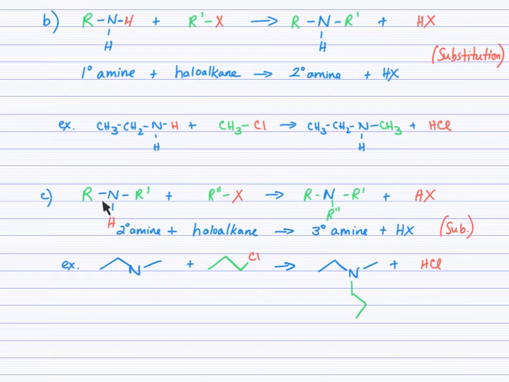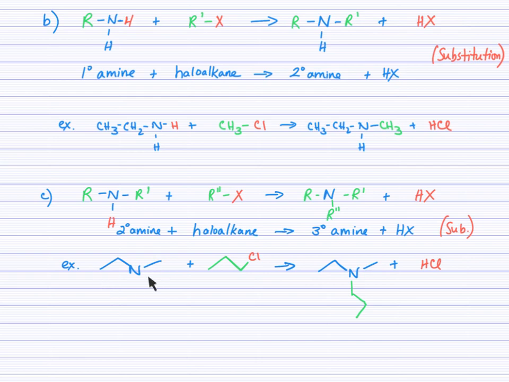Finally, if we have a secondary amine, we can react it with another haloalkane. Again, it could be a different R group, and in doing so, a substitution reaction occurs again. Hydrogen comes off with the halogen, there's the HX, and the R double prime group replaces the hydrogen. And there we have the formation now of a tertiary amine.